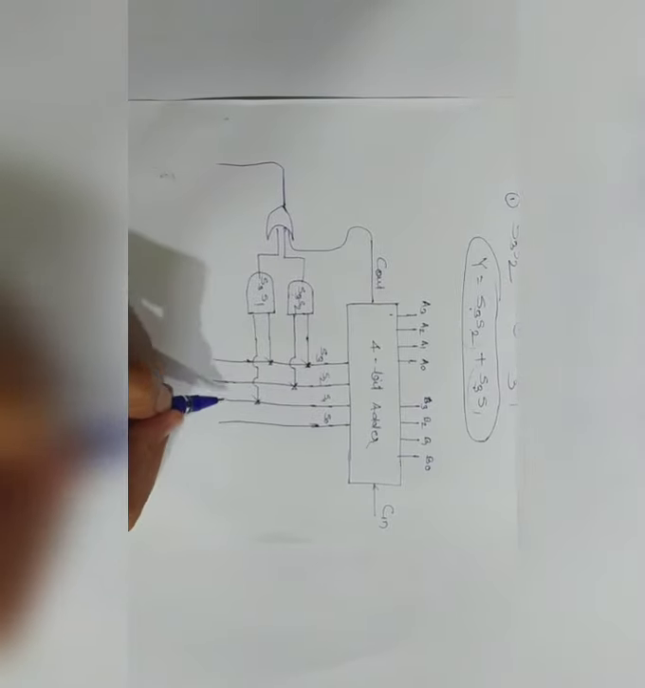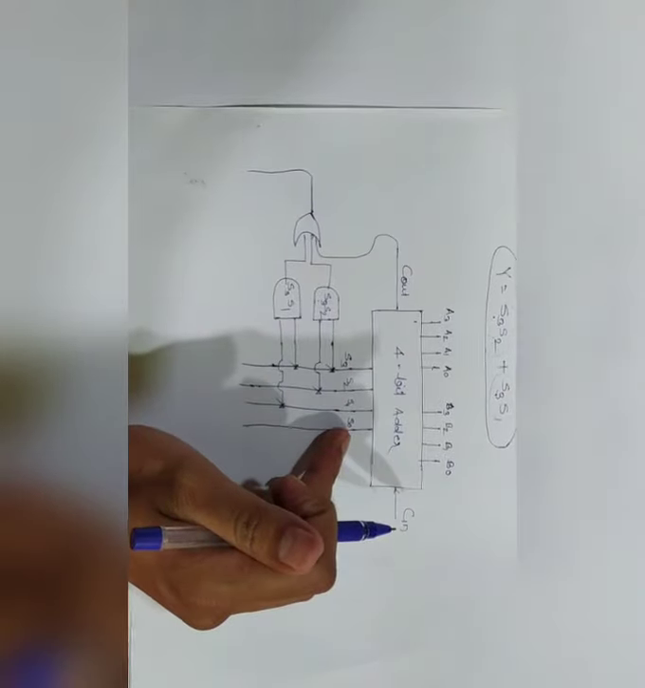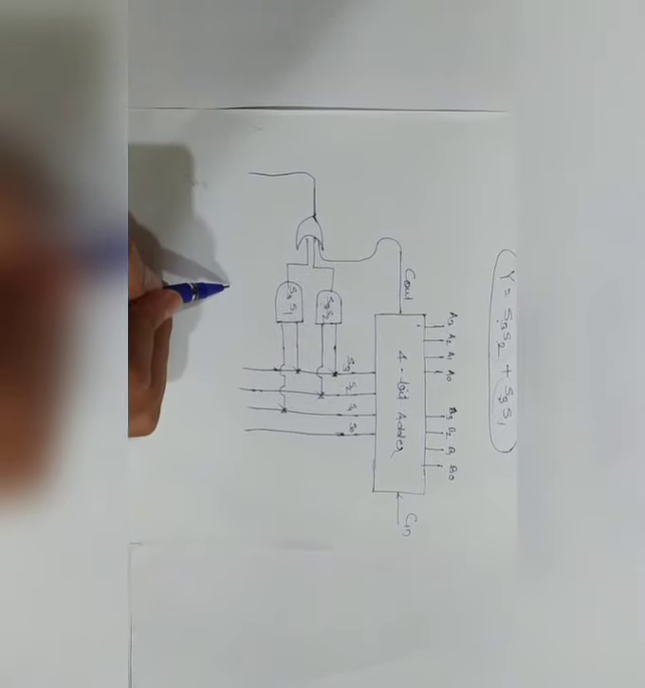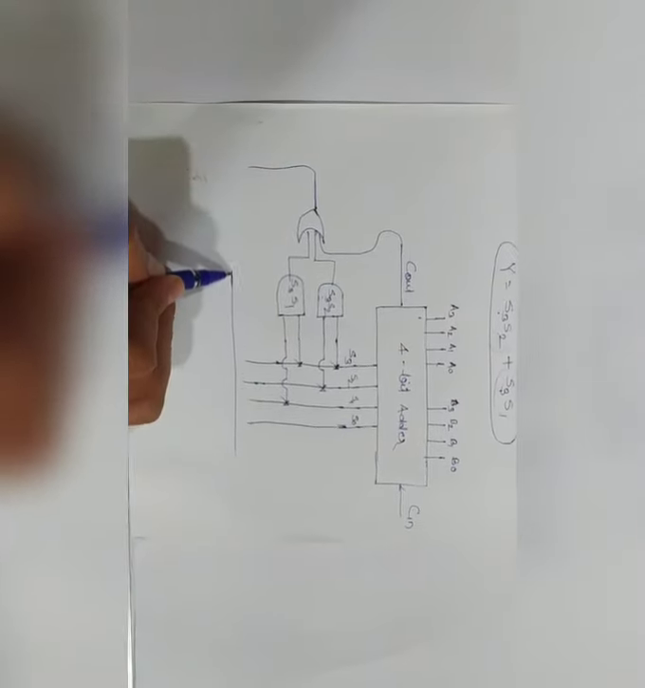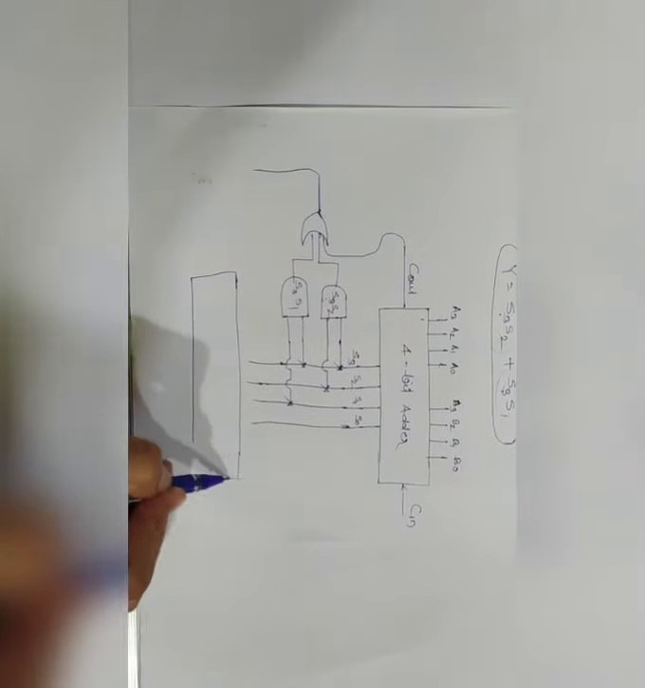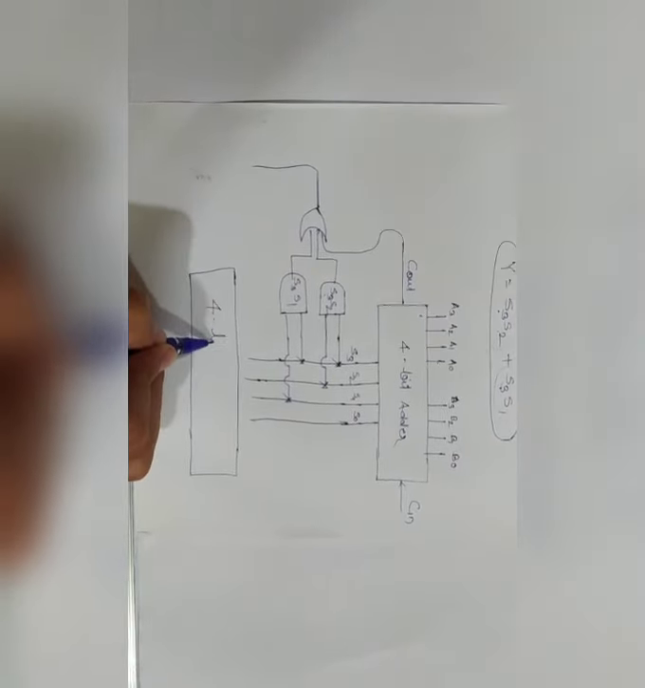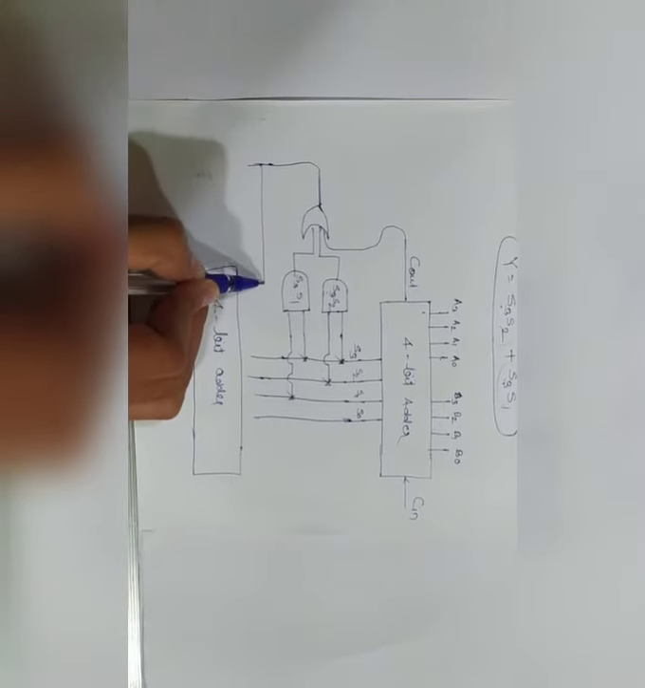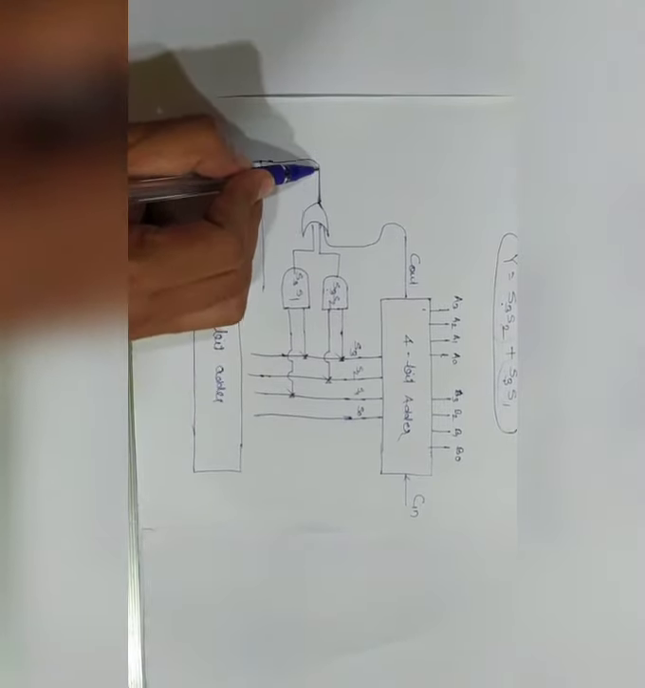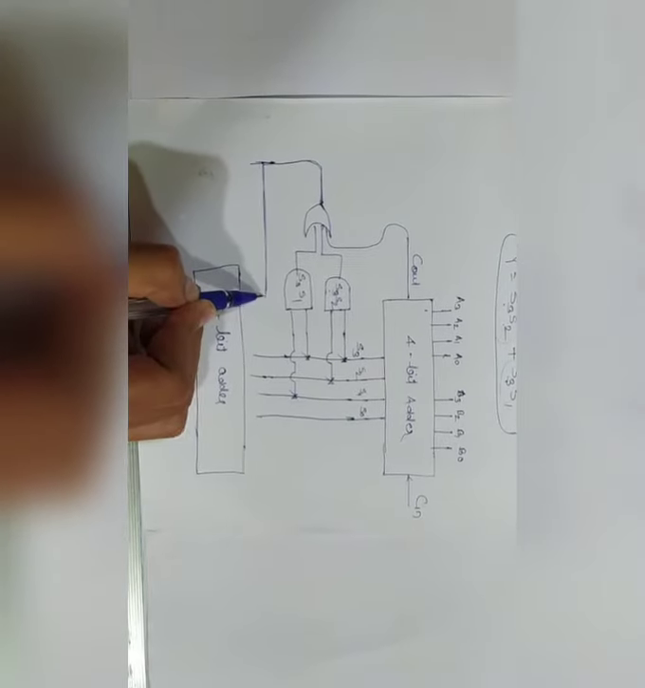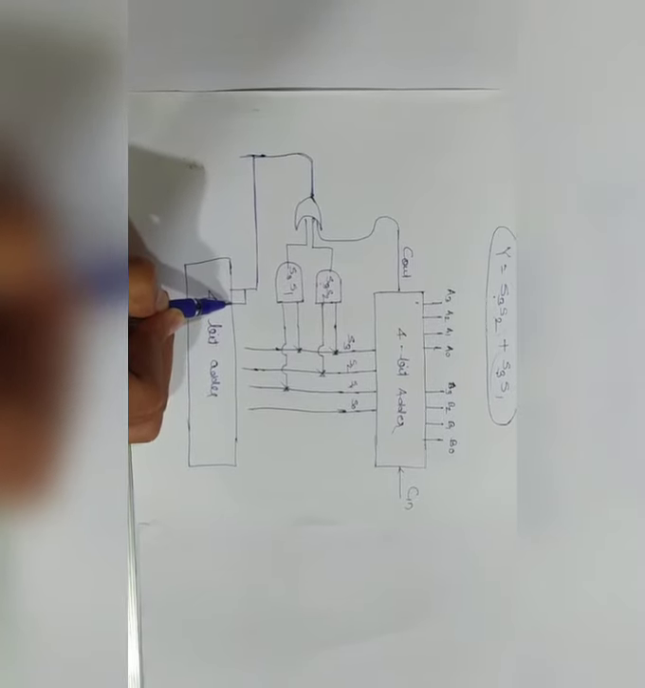Now, if the addition is greater than 9, then you have to add 6 to that particular addition. So for that purpose you require one more 4-bit adder here, right? Now see here, this is a very important part actually. Here I am taking this output, and the connection is like this: I give this output here and take the other input from the same place here.